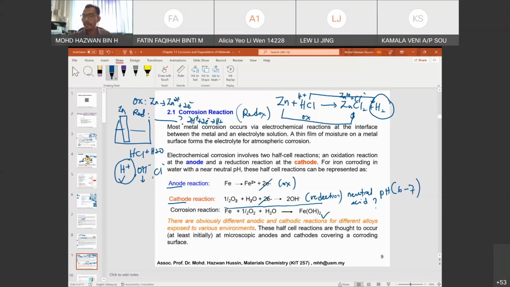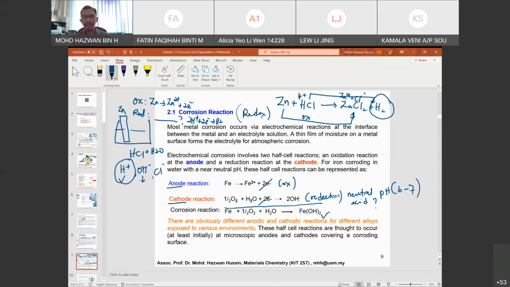So I think later on in your third level, industrial practical, you have one experiment with me on corrosion. Part of it is that you have to predict what will be the reduction or oxidation process in different pH conditions. So you have to know what the reduction process is in neutral, in alkaline, and in acidic. There are obviously different anodic and cathodic reactions for different alloys exposed to the various environments. So this is to explain that you have a different reaction.